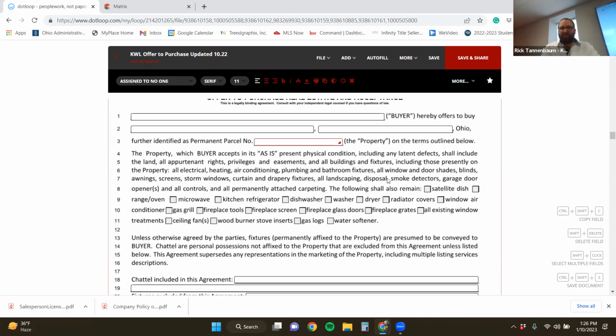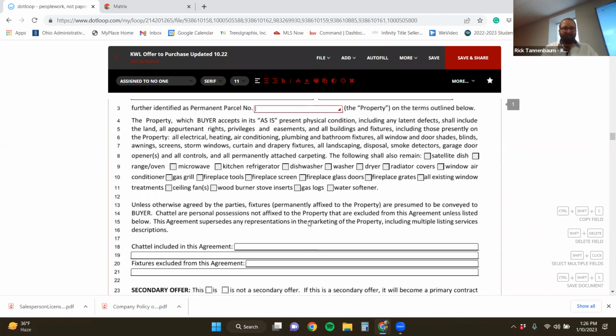So yeah, bathroom fixtures. Landscaping is listed in here too. So if there's a special rose bush that grandma brought from the old country or whatever that you're planning on taking out of the ground, that's a fixture. That's included in the sale unless you exclude it on line 20. That's one that I recently saw with one of our agents.